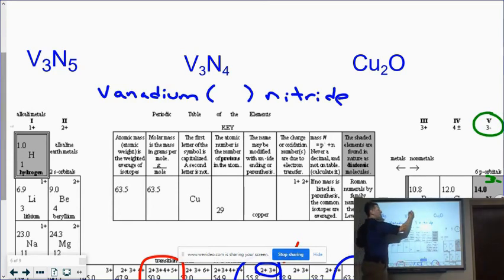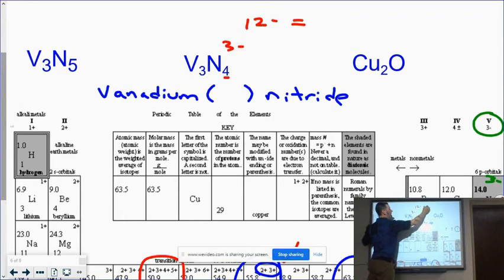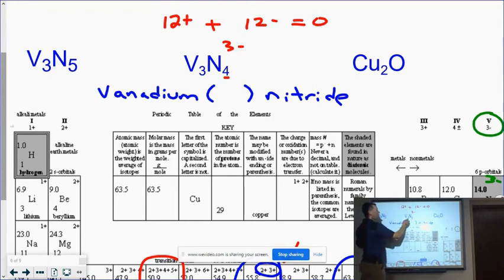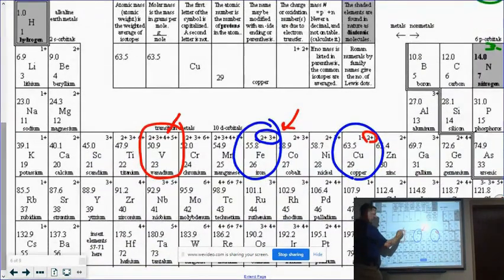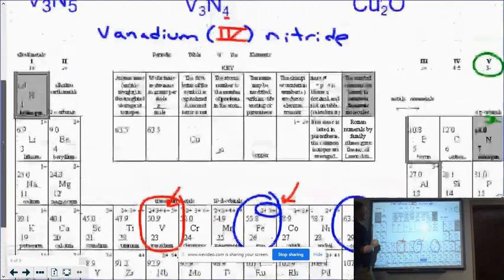So again, nitrogen has a 3 negative charge, but there's 4 of them. So that's a 12 negative. This whole thing has to add up to 0. So what plus 12 negative adds up to 0? That would be 12 positive. But there's 3 of them. So I take this 12 positive, I divide it by 3, and I get the value of each of the vanadiums. And that would be a 4. Again, that's Roman numeral 4. It's on the back of your periodic table. I go down and I check. And yes, vanadium does have a 4 positive charge.